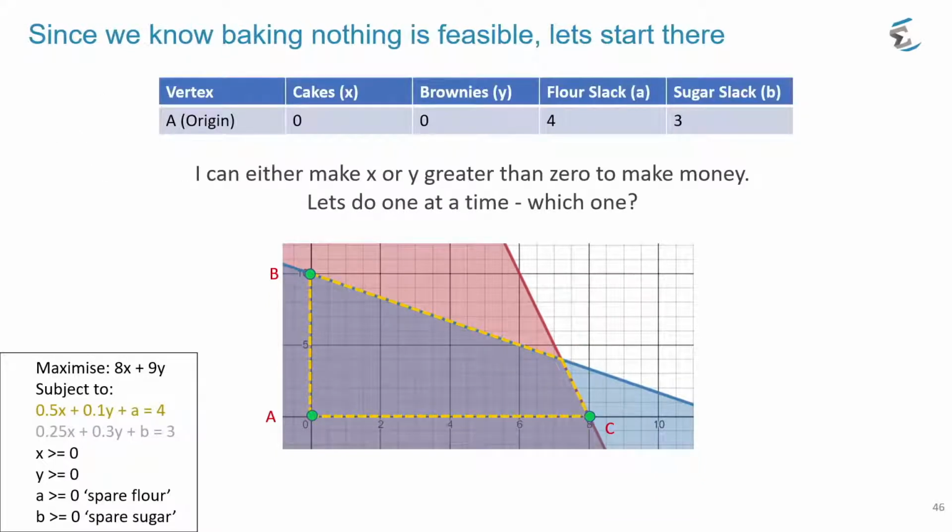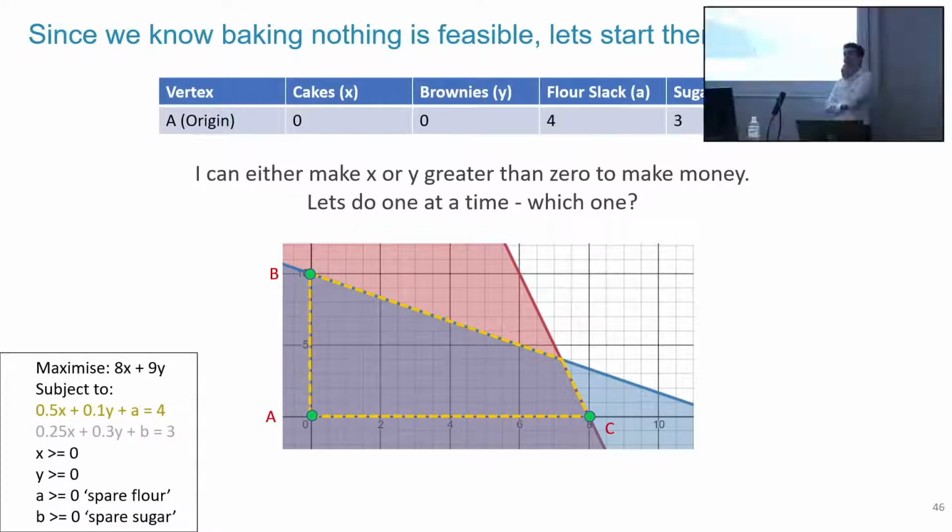So we got lucky because we know that baking nothing is feasible. That may not always be the case. So we can start at that point and then move around and see if we can find vertices by moving around. If I start at A, I'm at the origin, I'm using my current strategy of doing nothing. The first thing we can do is make either X or Y positive.